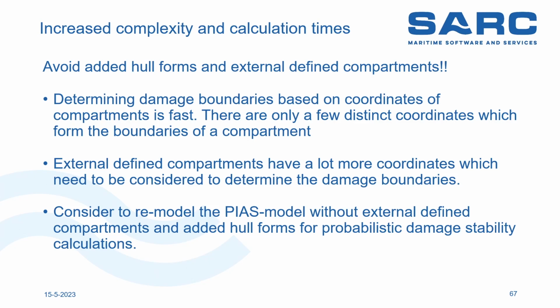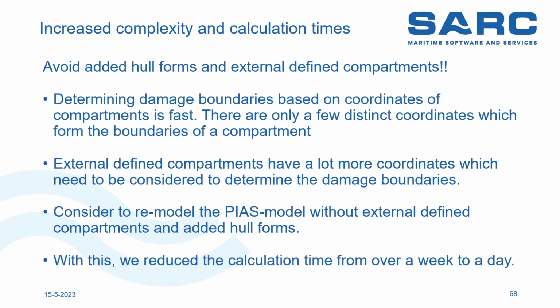Consider remodeling the PIAS model without externally defined compartments and added hull forms for probabilistic damage stability calculation. I can imagine that for normal stability calculations, it's a great way to do it. But by simplifying such a model, we have reduced calculation time from over a week to a day. That was a vessel with added sponsons, some other external shapes, etc. We just remodeled it, which took us a day, and then the calculation was done in one day. So we saved at least 5 days, because when it had calculated for over a week, we still didn't have any result.